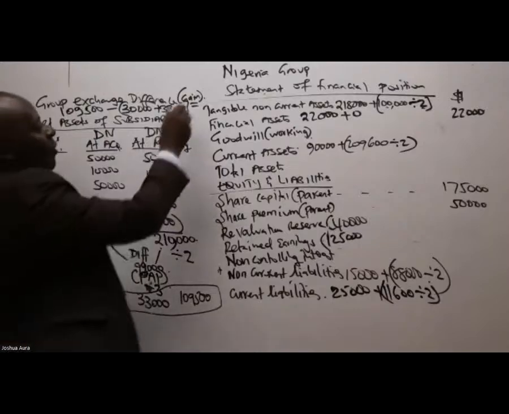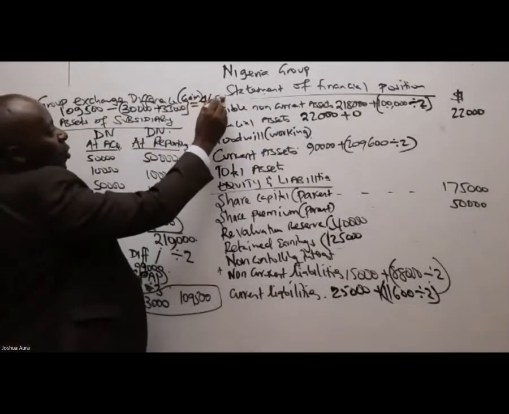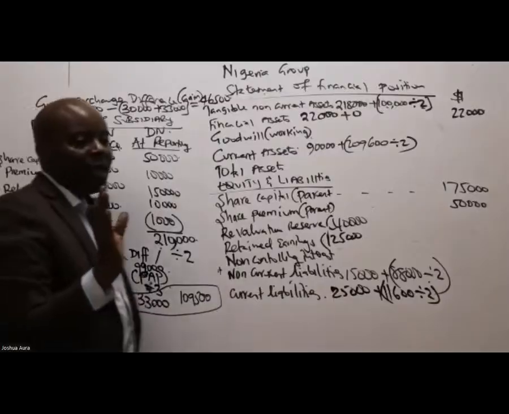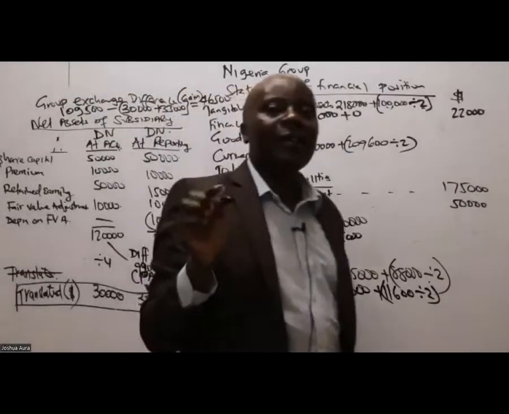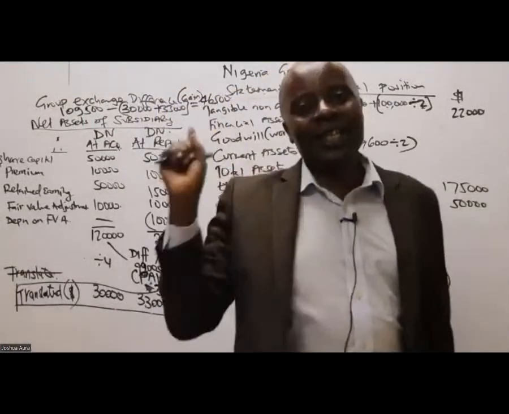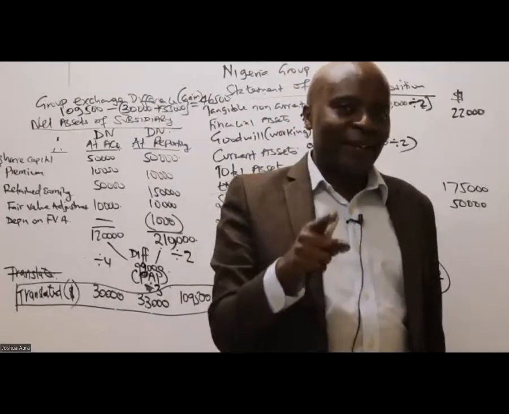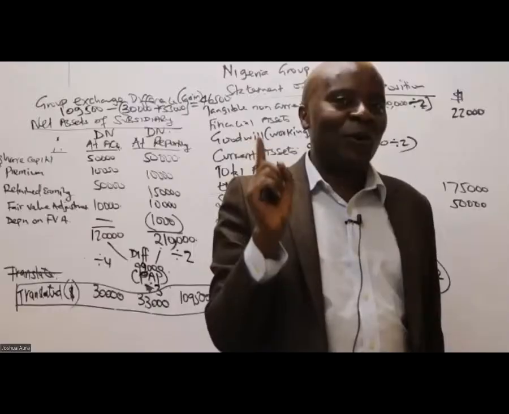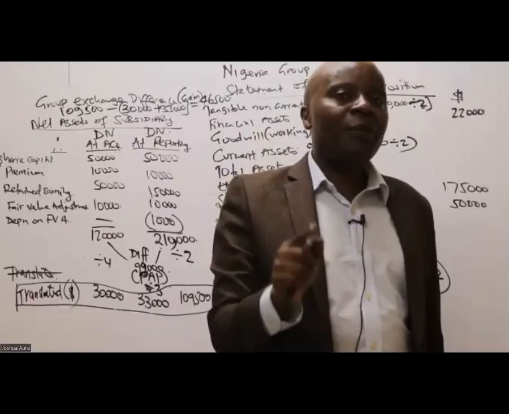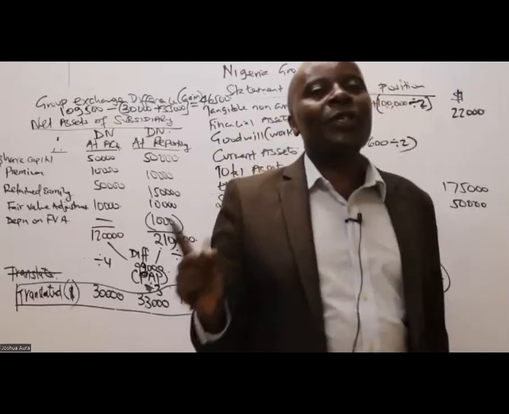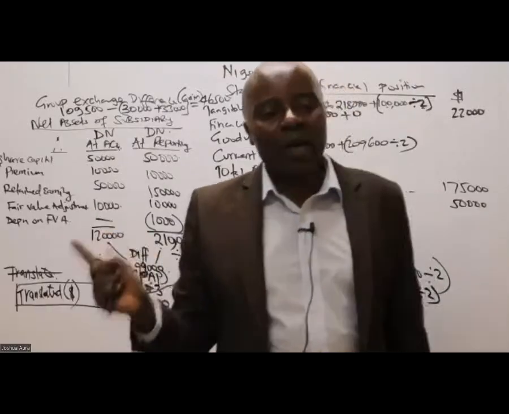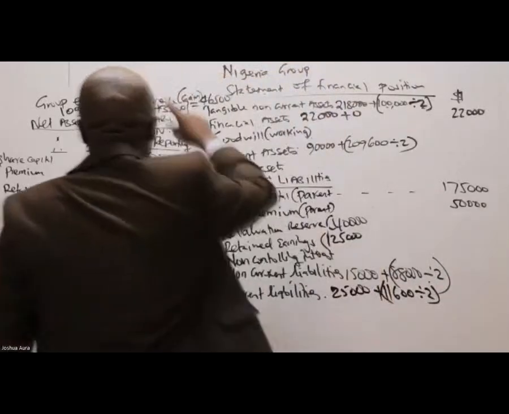A gain of how much? 46,500. Whenever we have any gain, remember, you are going to give this out to the two owners. Who owns this subsidiary? It is owned by the parent and the NCI. So please go ahead and share these out.